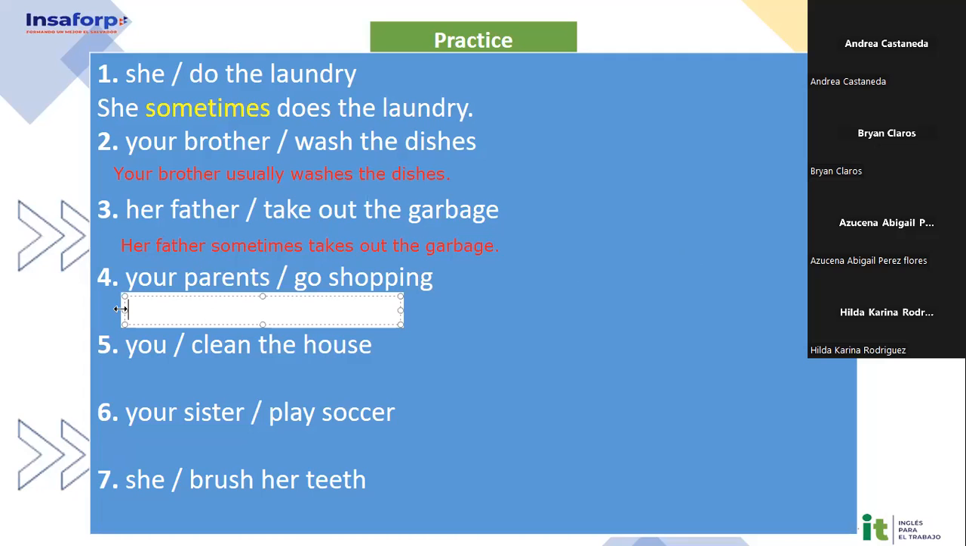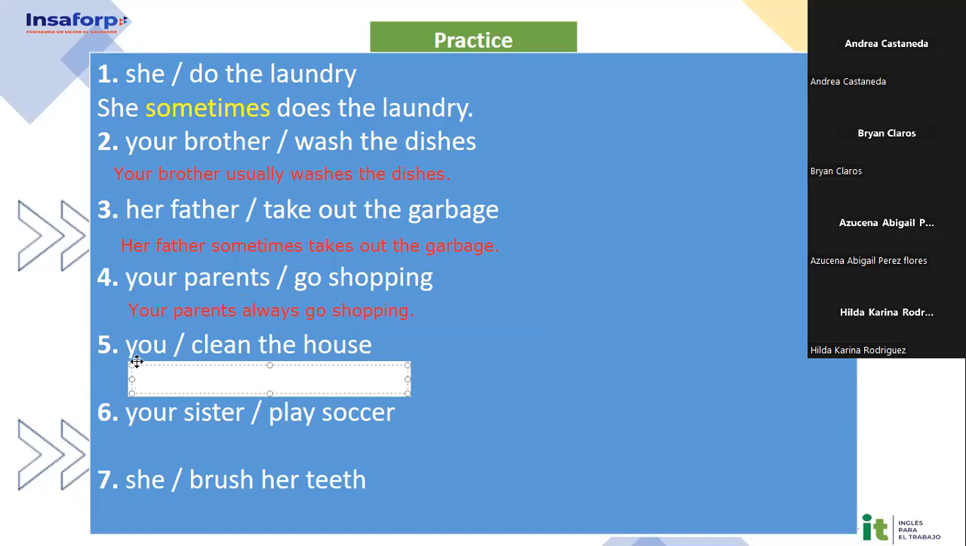Me quedé con Kevin, ¿verdad? Entonces, Katherine López. Your parents always go shopping? Go shopping. Good. So when you use ing, you say go shopping, go playing, go swimming. You don't say to shopping, no. Go shopping. Okay. Thank you, excelentoso. Okay, now let's go to the next one.